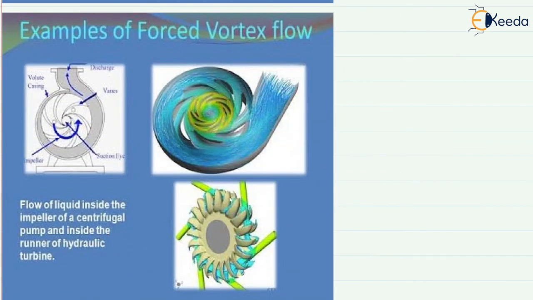Look at some examples of the forced vortex flow. You can see here the flow of liquid inside the impeller of a centrifugal pump and inside the runner of a hydraulic turbine. The impeller pushes the liquid. In a centrifugal pump, we have to supply the power, electrical energy. The same goes for a hydraulic turbine, which pushes the liquid actually. So this is a kind of force imparted to the fluid. This is called a good example of the forced vortex flow: the runner of the hydraulic turbine.